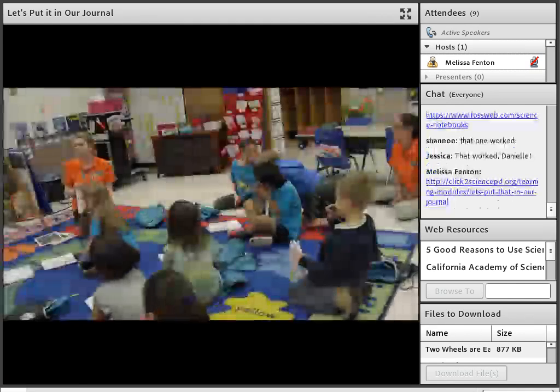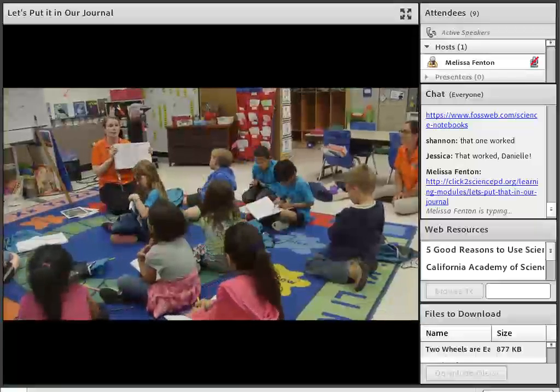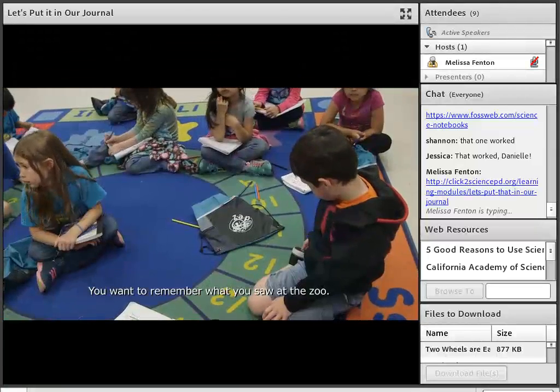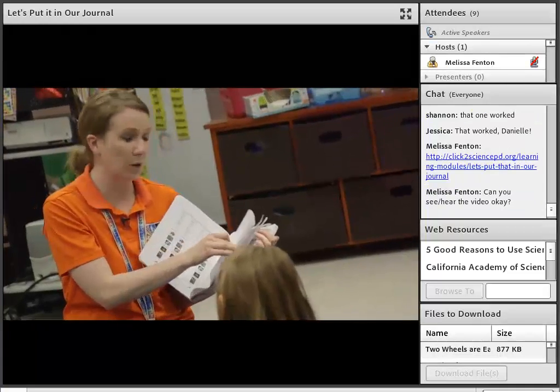How can we use these journals? What do we do with these journals? Why do we want to put our memories in here? Because you want to remember what you saw at the zoo. You want to remember the things that we've recorded?